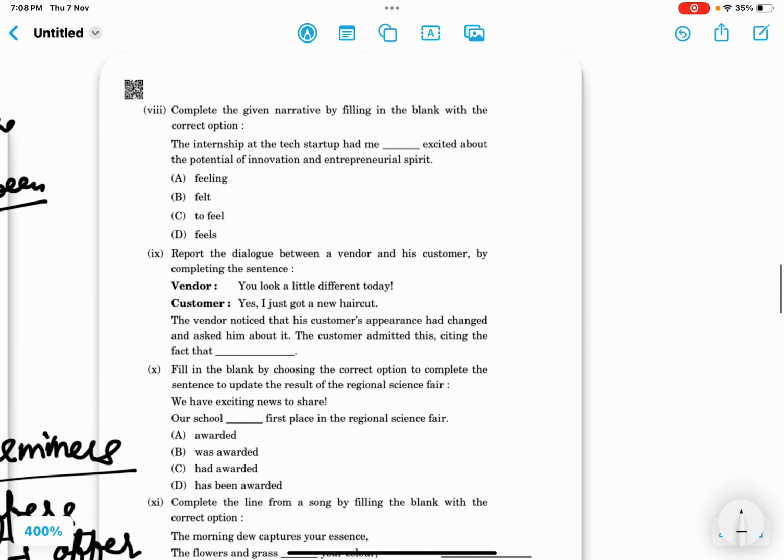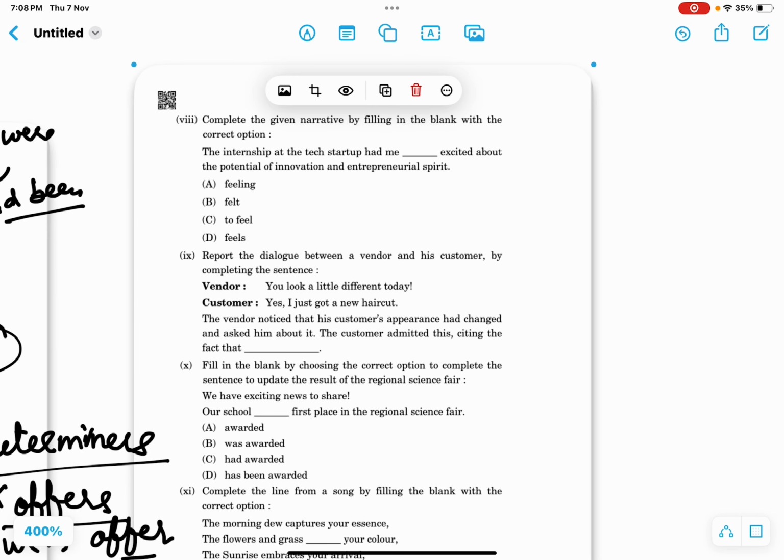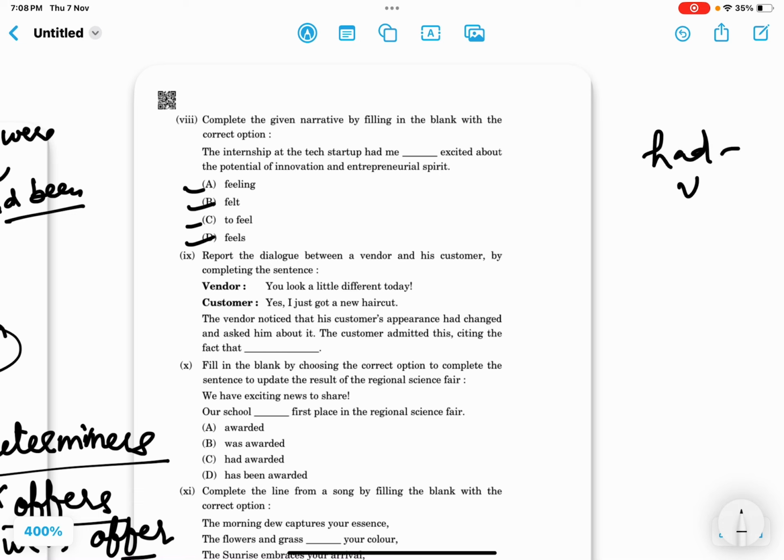Now moving on to the next question, question number 8. The internship at the tech startup had me dash excited about the potential of innovation and entrepreneurial spirit. So 4 options are there: feeling, felt, to feel and feels. See, first of all, with had, we can't use to feel and feels. With had, we either use third form or first form plus ing. So we can't use to feel and feels. 2 options have been deleted.